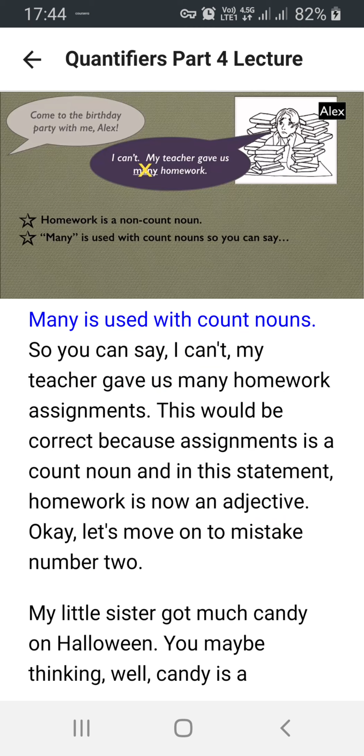Many is used with count nouns, so you can say, I can't. My teacher gave us many homework assignments. This would be correct because assignments is a count noun, and in this statement, homework is now an adjective.